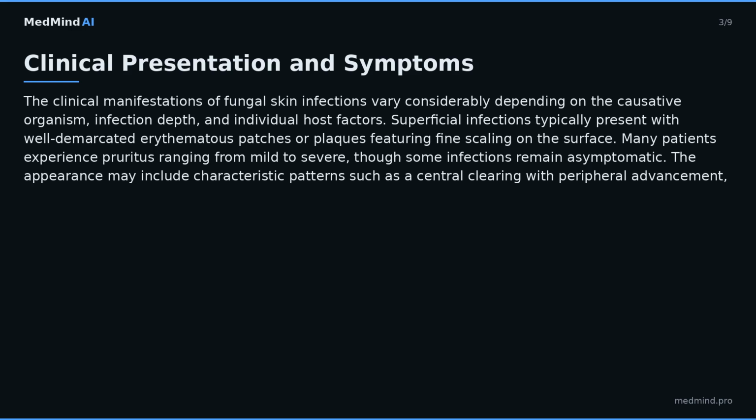The appearance may include characteristic patterns such as a central clearing with peripheral advancement, described as the expanding ringworm lesion. Scaling patterns can appear powdery or maceration may be present in areas of moisture and occlusion. Subcutaneous infections may initially appear as small nodules or papules that gradually enlarge and may become fluctuant or ulcerate. Systemic infections present with constitutional symptoms including fever, malaise, fatigue, and weight loss, potentially progressing to organ-specific symptoms depending on dissemination patterns.